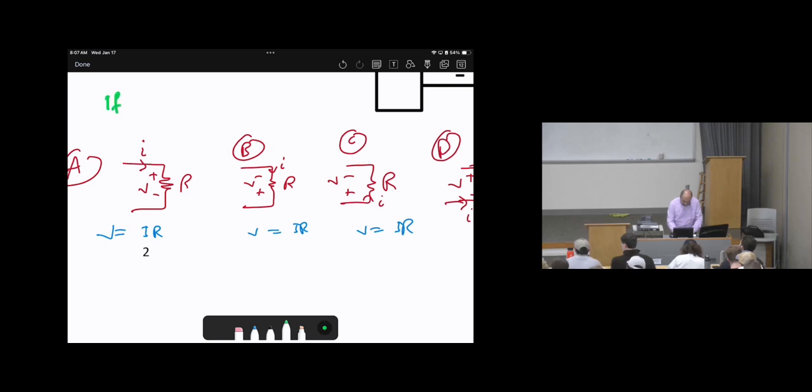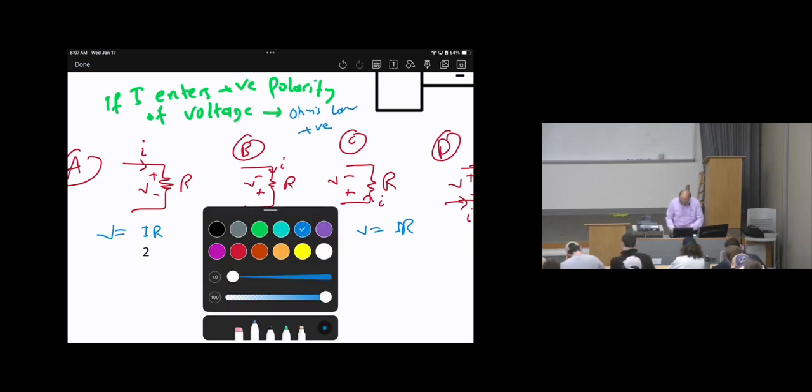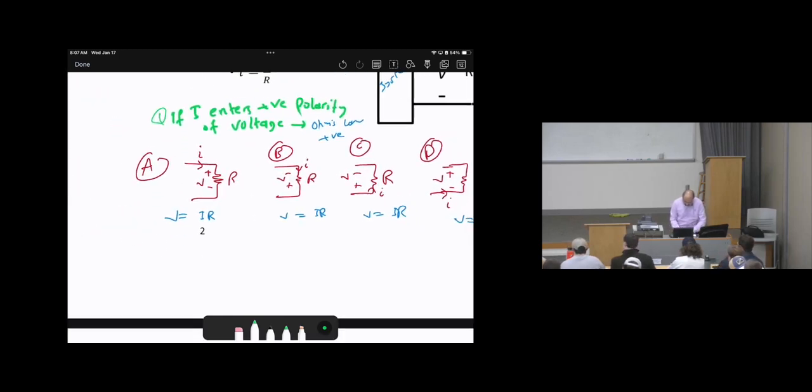So if current enters the positive polarity of voltage, then Ohm's law will be positive. While the opposite, if the current enters the negative, then Ohm's law will be negative. That's number 1.